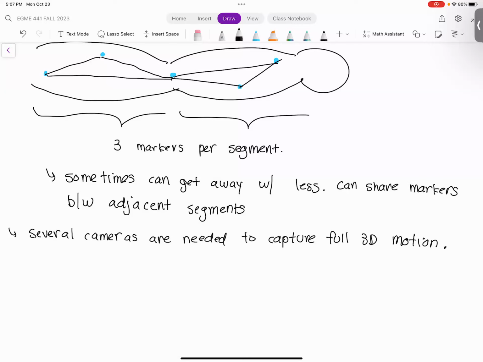And the reason for this is that human motion takes place in 3 dimensions, right? But a camera is limited in that it can only capture a 2-dimensional image, right? And so in order to reconstruct a 3-dimensional motion, you need several cameras, at the very least 2 that are perpendicular to each other, to capture the full 3-dimensional position of each marker as a function of time. Okay.